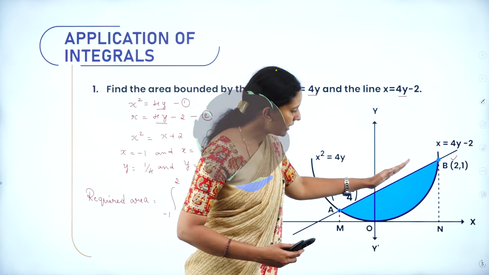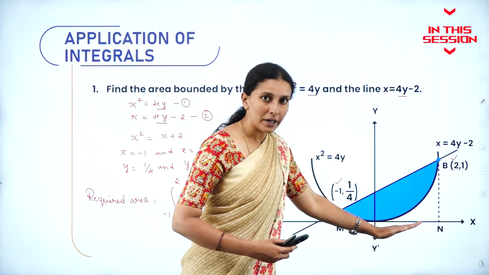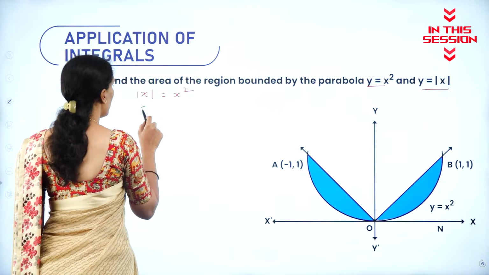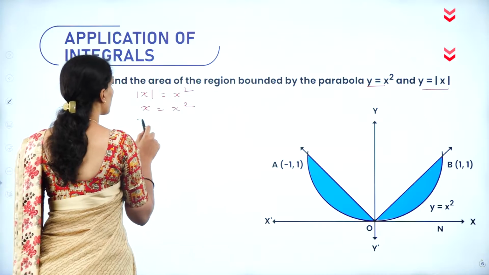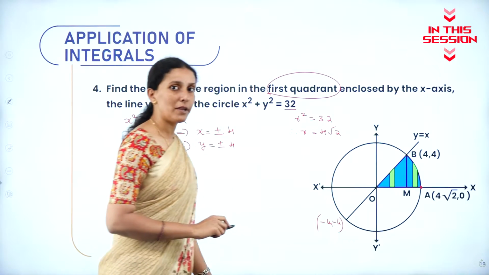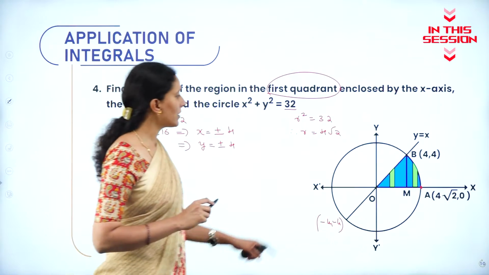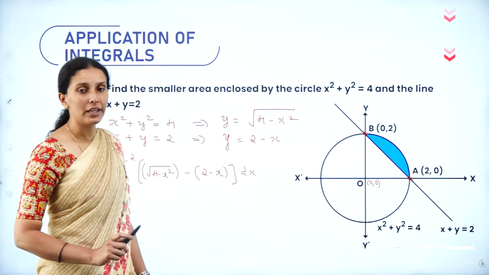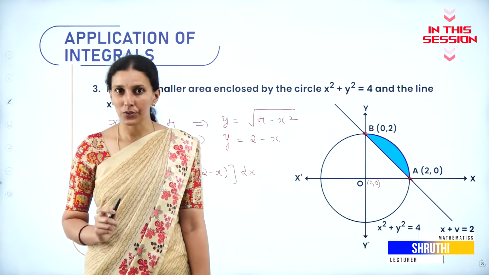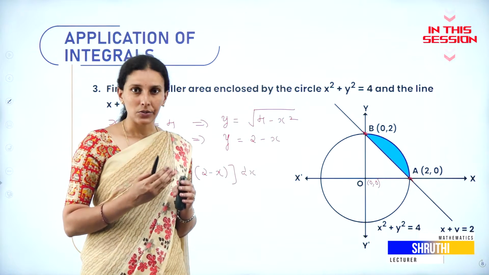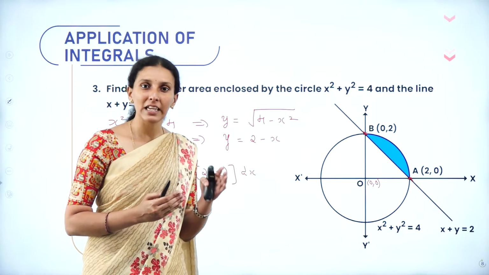I have to subtract the area of the region covered by the line with the area bounded by the parabola. Mod x is equal to x square, or we can say x is equal to x square. This implies x is equal to plus or minus 1. Since radius is measurement, we should take the positive quantity. So therefore it is 4 root 2 comma 0. Standard form of the equation of root a square minus x square, which can be written as x by 2 root a square minus x square plus a square by 2 sine inverse x by a.